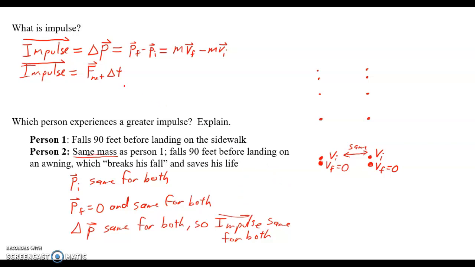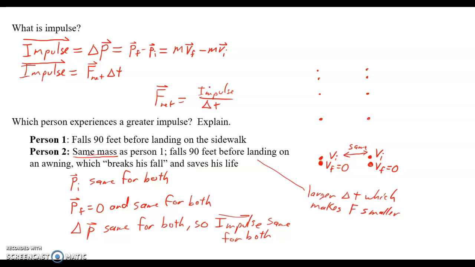Well, it's because of the force. And why was the force different? If we think about the sidewalk, when you hit a sidewalk, you're going to come to a stop very suddenly. And when you hit the awning, it's still going to be a fairly sudden stop, but you're going to stop over a greater amount of time than when you hit the sidewalk. And so the awning has a larger delta t, which makes the force smaller. And if we look at this equation, if we rearrange it, F net is impulse over delta t. So we can see that dividing by a bigger time is indeed going to give us a smaller force.